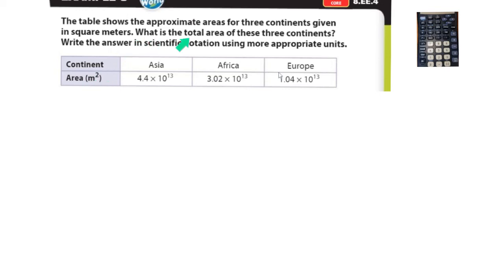So what is the total area of these 3 continents? So let's solve that first. So the total area would be found by addition. So I want you to add these numbers together.